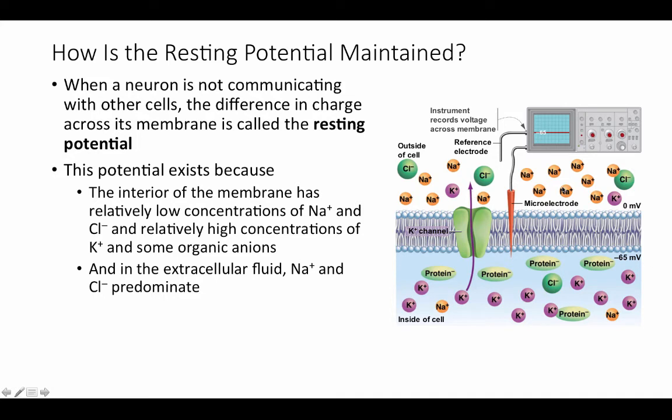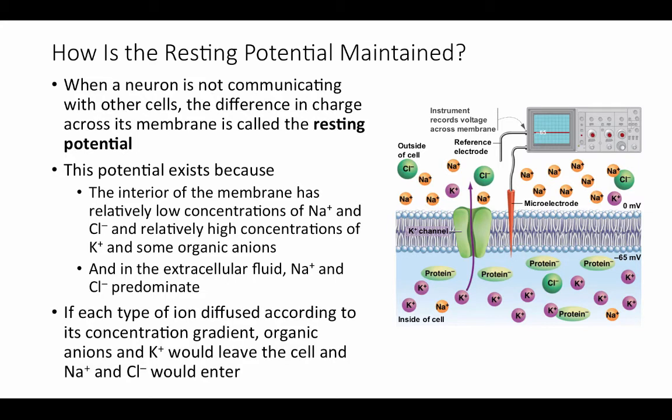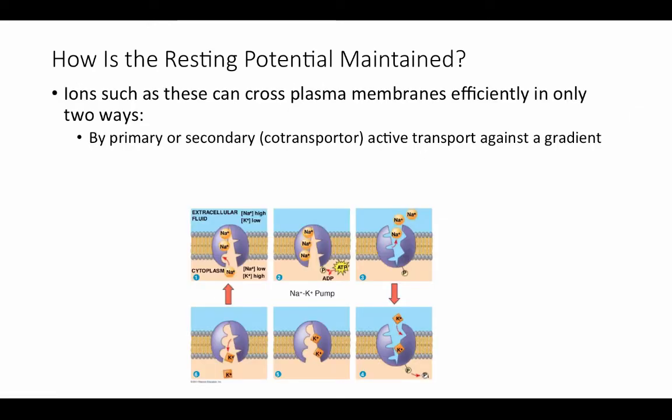We can actually measure this difference in potential using very small microelectrodes that are placed inside the cell to measure that difference in charge between the inside and the outside. So if each type of ion diffused according to its concentration gradient, organic anions and potassium would leave the cell along their concentration gradient, and sodium and chloride would enter. Let's take a look at how this resting potential is maintained.